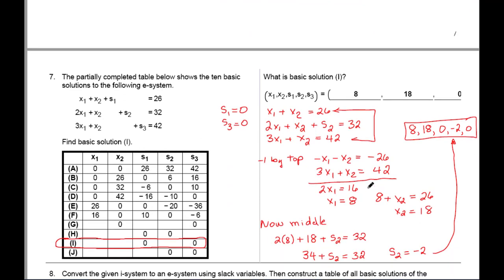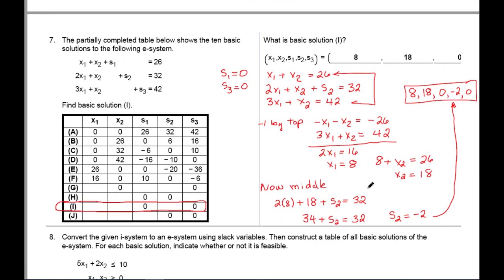In question 7, same situation. We're looking at I. 2 of the variables are 0, s1 and s3. So you simply step through and plug in these two facts and then figure out the remaining variables. In this case, we had to solve a system of two equations and two unknowns by multiplying the top one by -1 and adding.